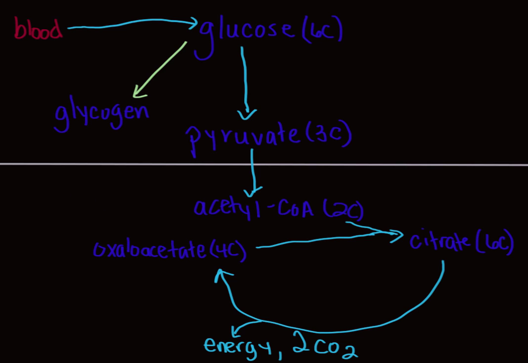In the types of cells that store fat, so primarily fat cells, we can take citrate out of the citric acid cycle and out of the mitochondria, and we can use citrate to produce fatty acids, which of course can be used to make fat. So these are the pathways that are running when glucose is plentiful.